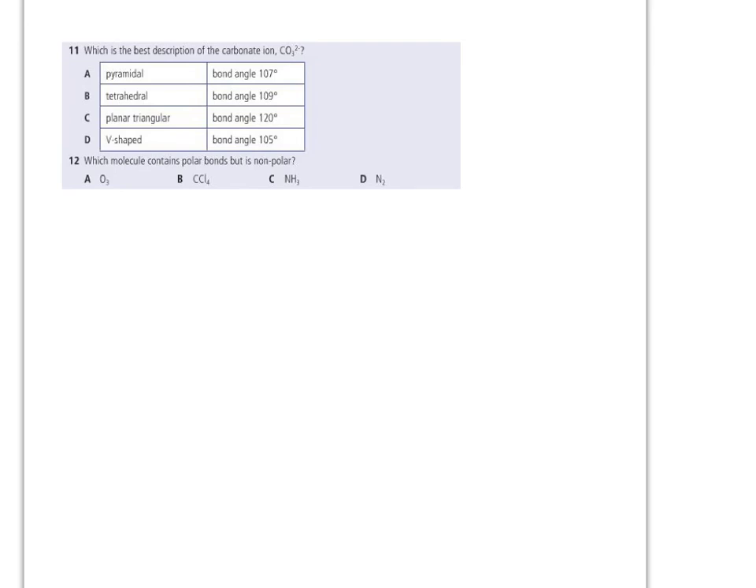Number 11, which is the best description of the carbonate ion? So I've got CO3 2 minus. So I've got 4 plus 3 times 6, 18, 22, plus 2, I've got 24 electrons. So this is going to bond like so, with 8 around each atom for a total of 24 and no lone pair on the carbon. So this is going to be trigonal planar, and the bond angle is going to be 120.